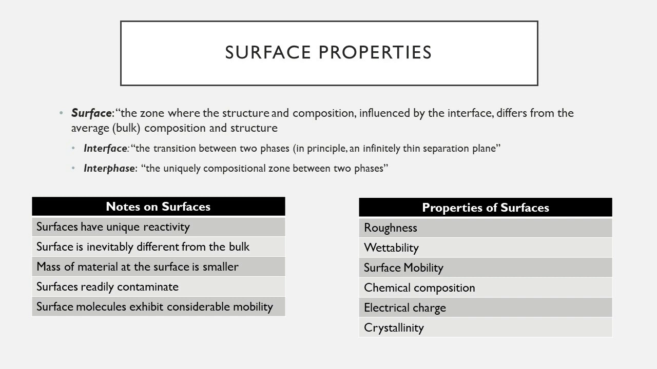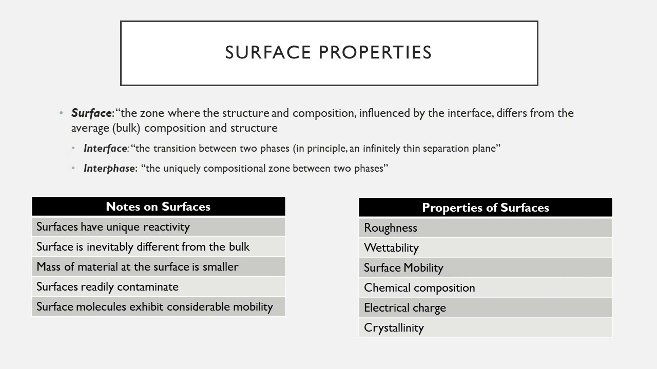So in order to study the biocompatibility of a particular material, we first have to understand the surface and the interface of that particular material. I just used that word interface a number of times, so I wanted to define a few key differences in some of the terminology that we'll be using here. The interface is really just the transition between two phases. In principle, this could be an infinitesimally thin plane between two phases, where in reality, it's actually more of an interphase, which is a unique compositional zone with a finite and measurable dimension between two phases.